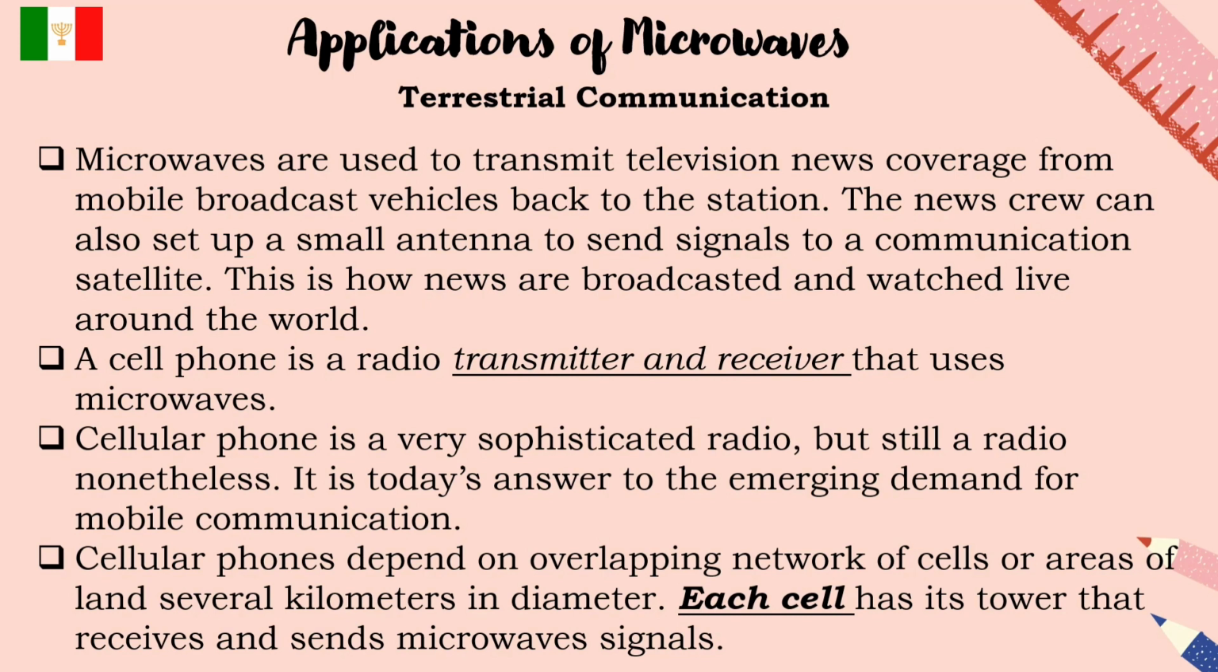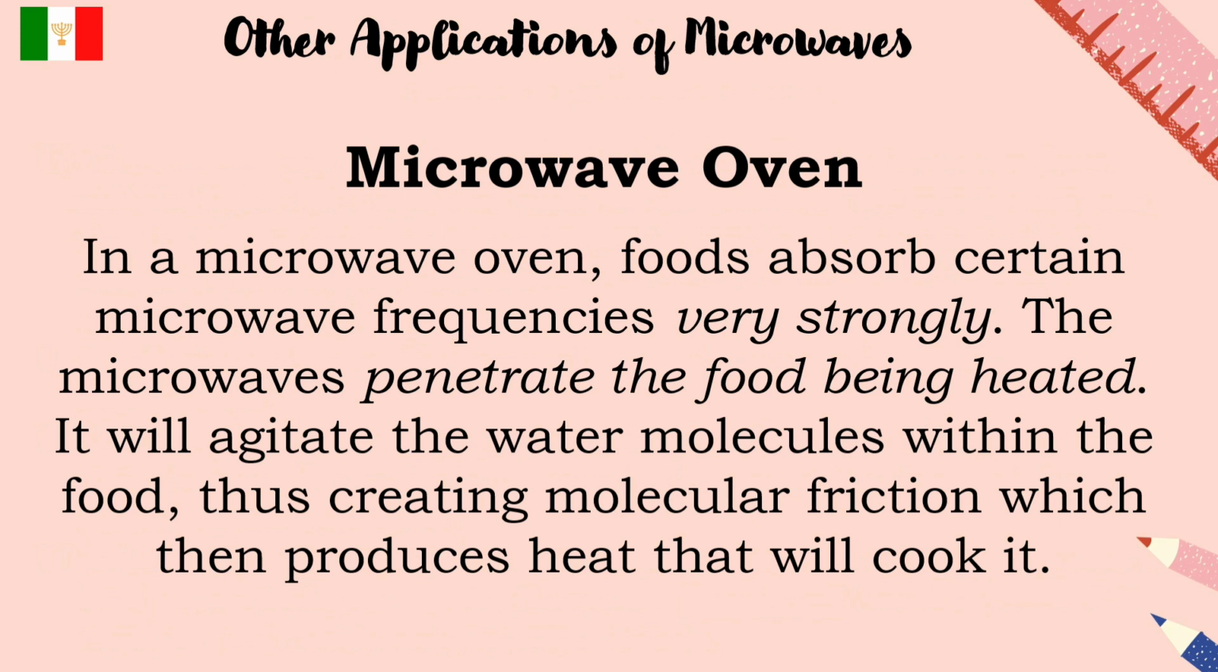A cell phone is a radio transmitter and receiver that uses microwaves. It is today's answer to the emerging demand for mobile communication. Cellular phones depend on an overlapping network of cells, or areas of land several kilometers in diameter. Each cell has its own tower that receives and sends microwave signals. So this is the other application of microwaves.